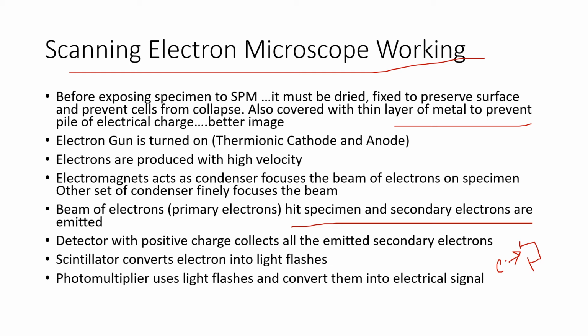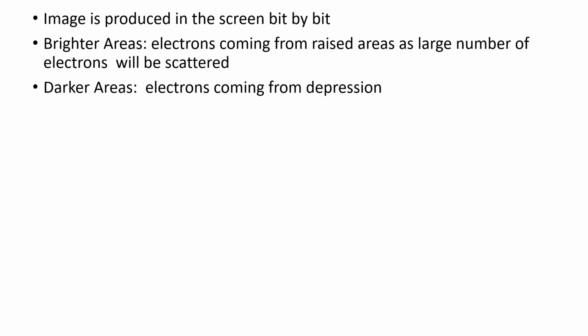X-ray radiations will be collected by X-ray detectors, and finally we have the scintillator. As I said, this scintillator will be converting electrons into light flashes. And finally we have the photomultiplier, which makes sure that these light flashes convert into an electric signal because we are getting our image onto the monitor. Now the last part is that the image is produced on the screen bit by bit.